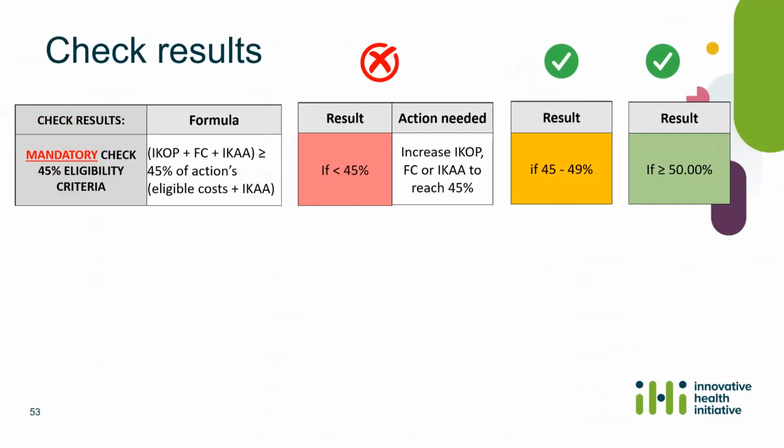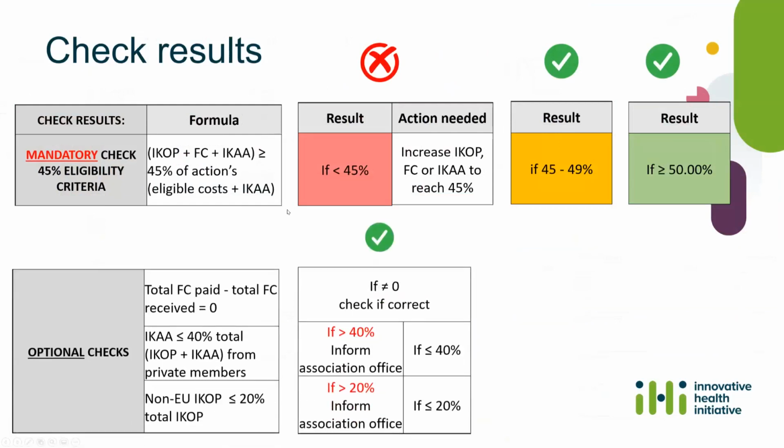But if you want to adopt a more prudent approach, you still can increase your ICOP, your financial contribution, and your IKAA in order to reach 50%. And then in case you reach 50%, it appears in green. And then there are other checks that you can directly see from the tables you have entered in the budget. But those checks are less important since they do not influence the eligibility of your proposal.